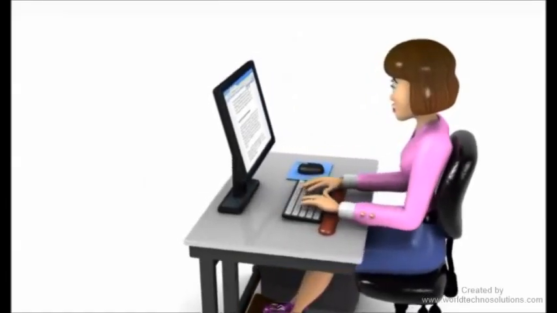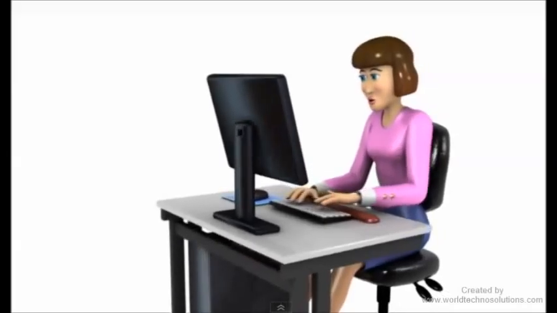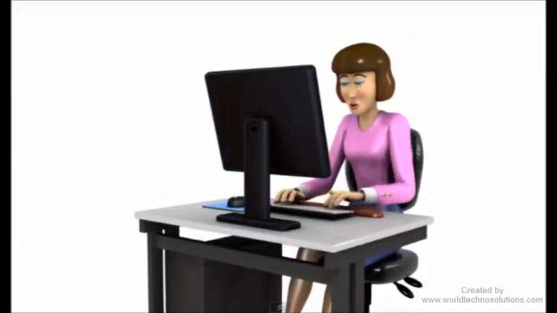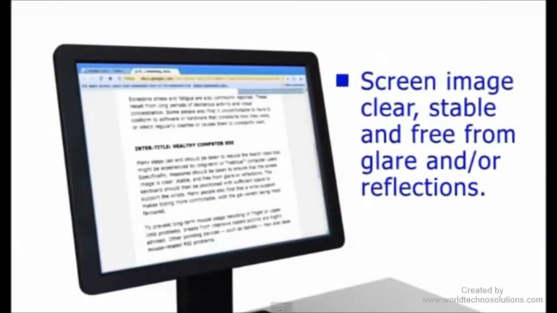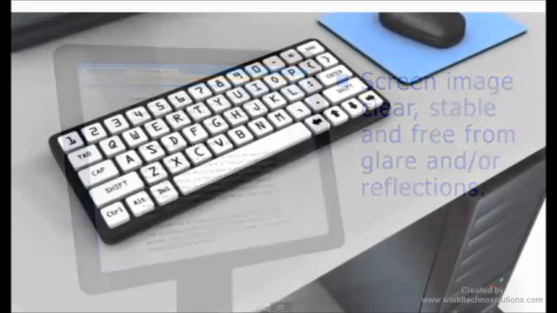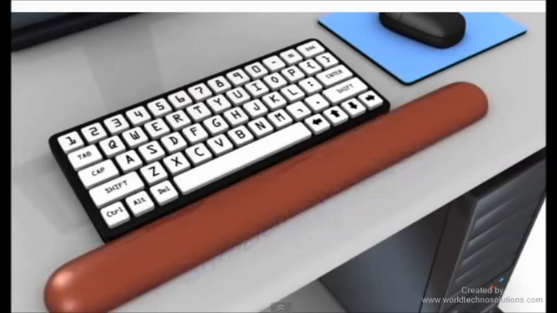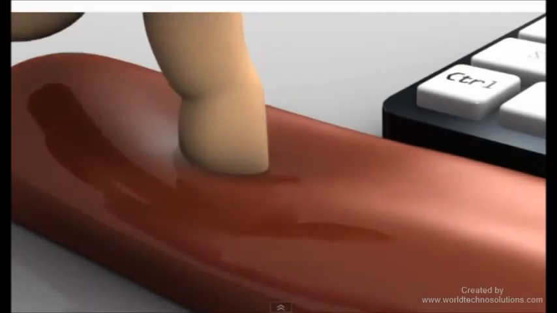Many steps can and should be taken to reduce the health risks of long-term or habitual computer use. Specifically, measures need to be taken to ensure the screen image is clear, stable, and free from glare or reflections. The keyboard should then be positioned with sufficient space to support the wrists. Many people also find that a wrist support makes typing more comfortable, with a gel variety being the most favored.